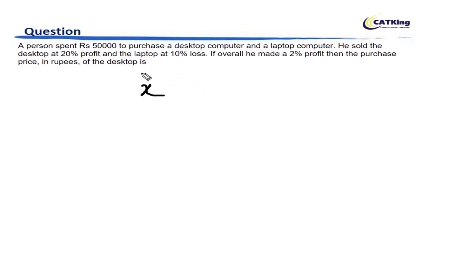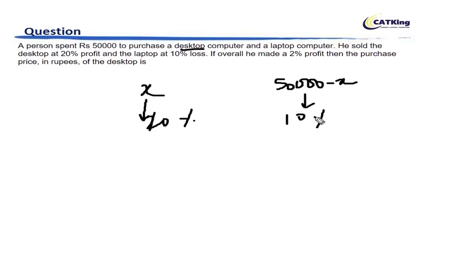Let's say you dedicate x to purchase the desktop. Therefore for the laptop you will give 50,000 minus x. Now you are selling this at 20% profit and you are selling this at 10% loss. Overall you are gaining 2% profit. So if you multiply 50,000 by 0.02, you cancel and this becomes 1,000. So your net profit is 1,000 rupees.